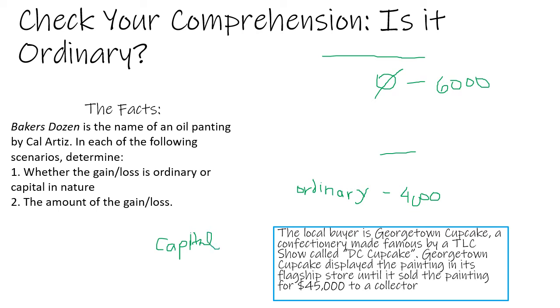Georgetown Cupcake's routine and ordinary business is selling cupcakes, and delicious ones at that. They don't routinely acquire art and sell art, but in this case, they acquired the artwork, held it until it depreciated in value, and then resold it. So in this case, it's a capital asset. Their gain on the purchase, assuming they're the buyer who bought it for $10,000, is $35,000.